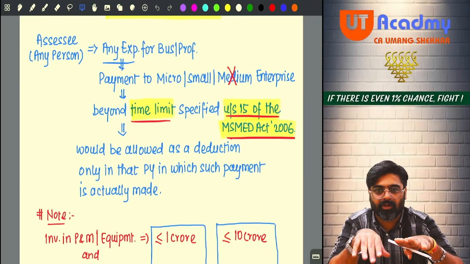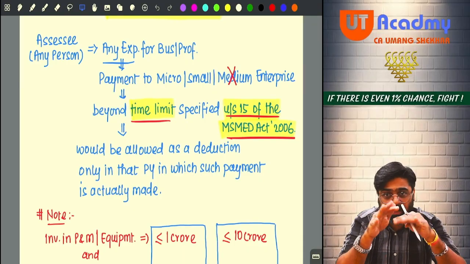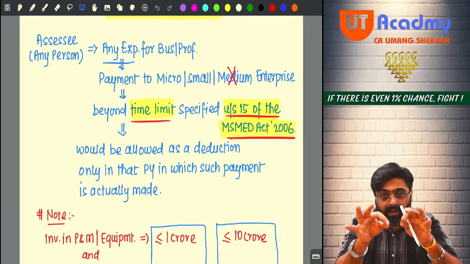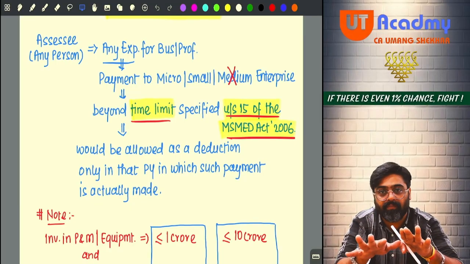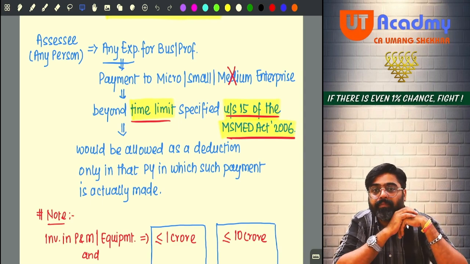Okay. So if there is an agreement between you and the micro and small enterprise, whatever time is specified in that agreement, which cannot be more than 45 days, within that time the payment should happen.